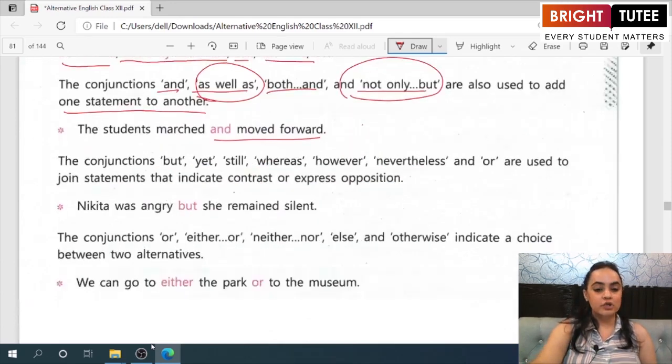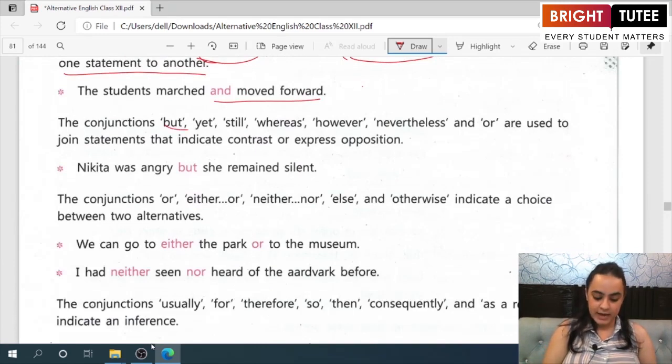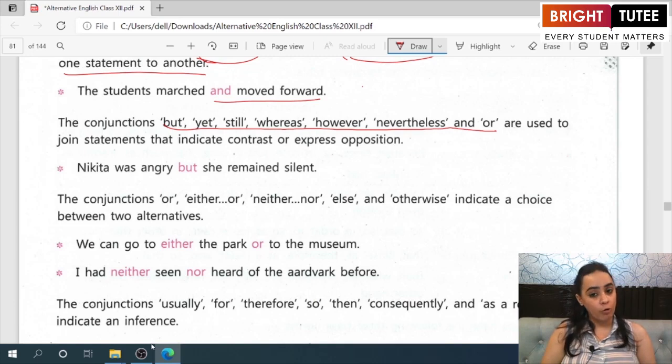Now the conjunctions but, yet, still, whereas, however, nevertheless, or are used to join the statements that indicate a contrast or opposition. When two opposite or contrasting things are being talked about, we use but, yet, still, whereas, however, nevertheless, and so on and so forth. For example, Nikita was angry, but she remained silent.